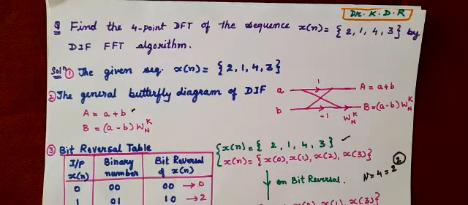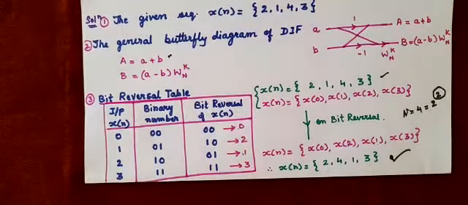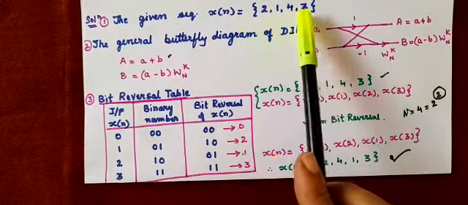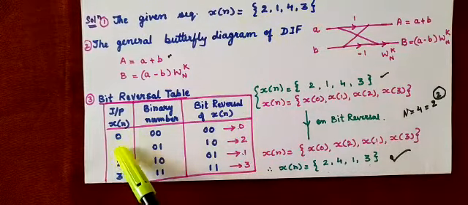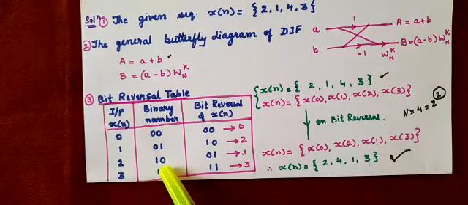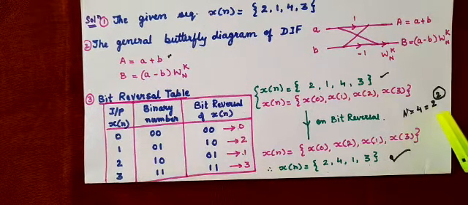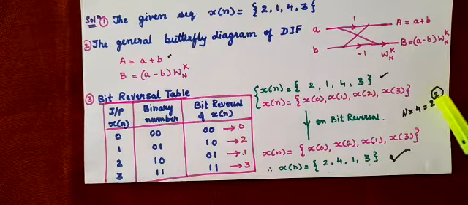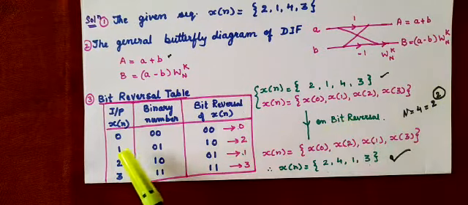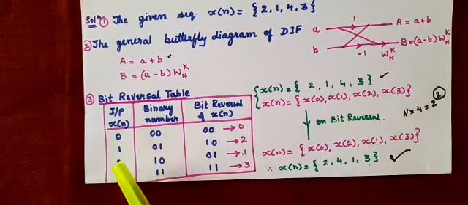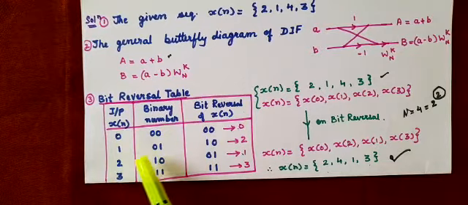Third step is bit reversal table. Here x of n is 2143, 4 points. So we write 0, 1, 2, 3 and their binary representation comprising 2 bits. Why 2 bits only? Because N is equal to 4, which is written as 2 to the power 2, so the power is 2. So we have to take that many bits in the binary representation of the decimal number. So 0 is written as 00, 1 is 01, 2 is 10, 3 is 11.